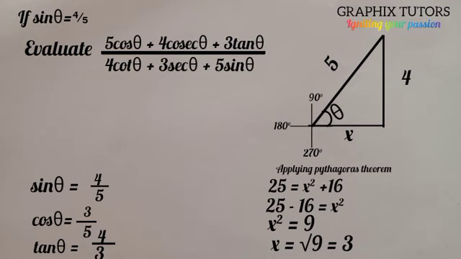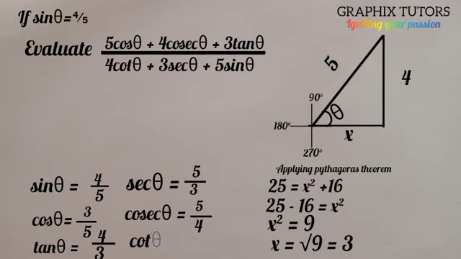Then we have sec theta. The sec theta is the inverse of cos theta, just like I told you earlier in the video. So if cos theta is 3/5, sec theta will be 5/3. That is the inverse. Then the next one is cosec theta, which is the inverse of sine, if you can remember. So if sin theta is 4/5, cosec theta will be 5/4. Then the next one is cot theta, the inverse of tan. So if tan is 4/3, cot will be 3/4. So these are the values of the specific trig functions and their inverses.